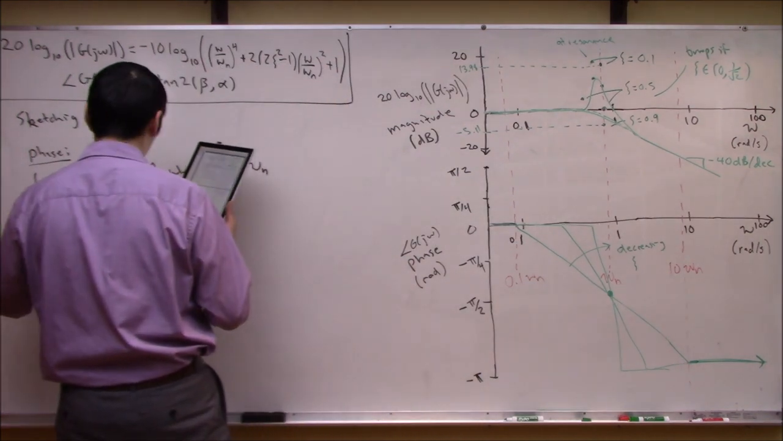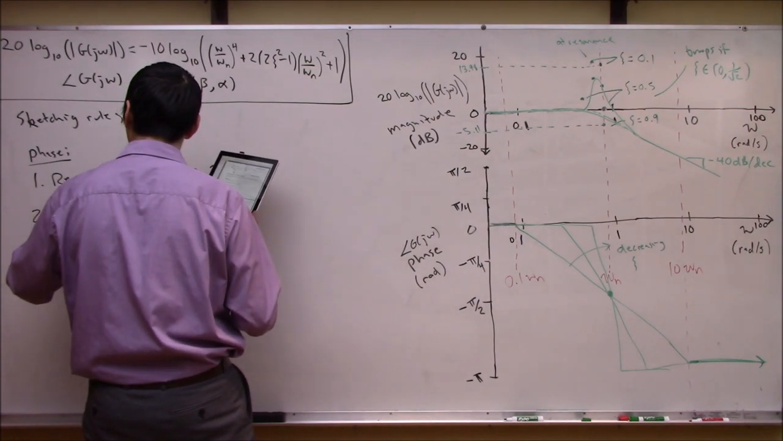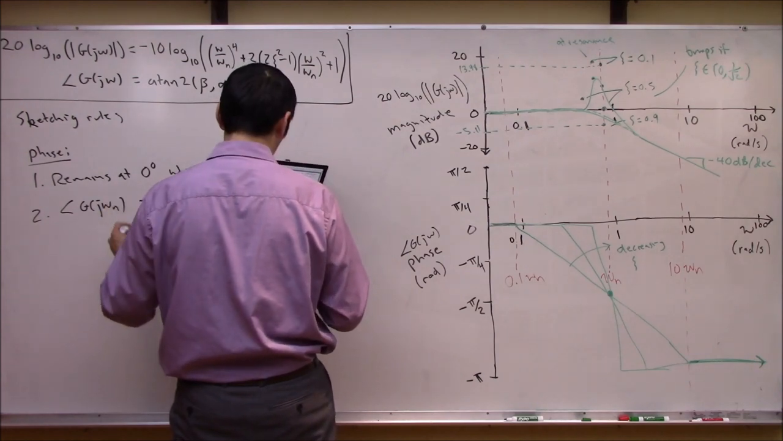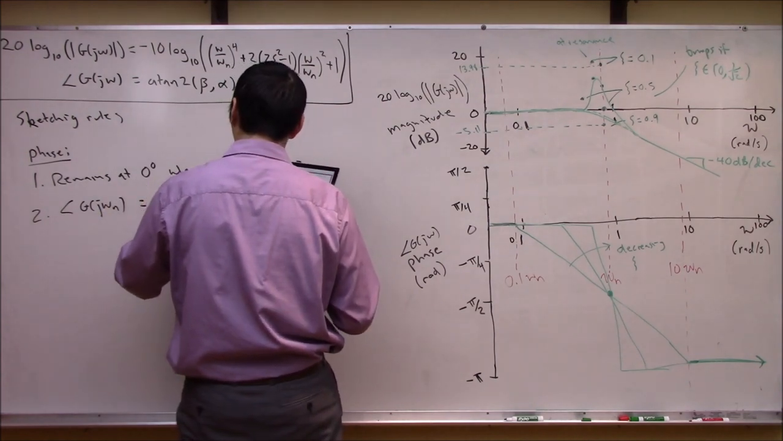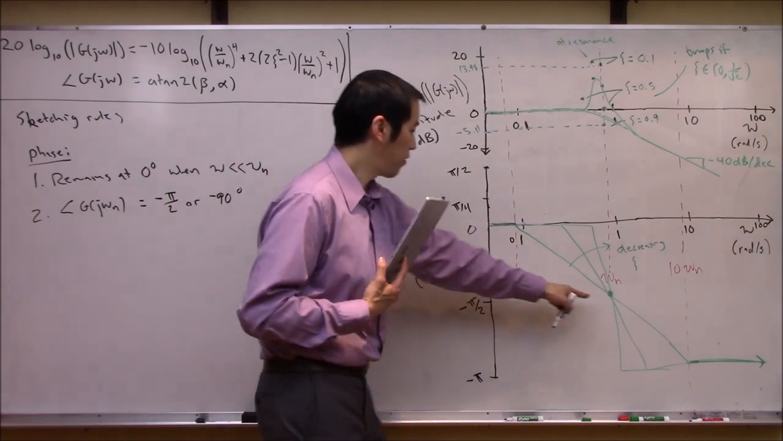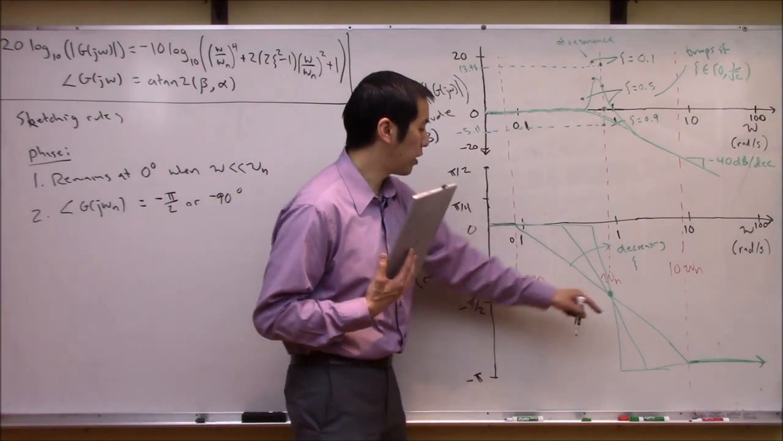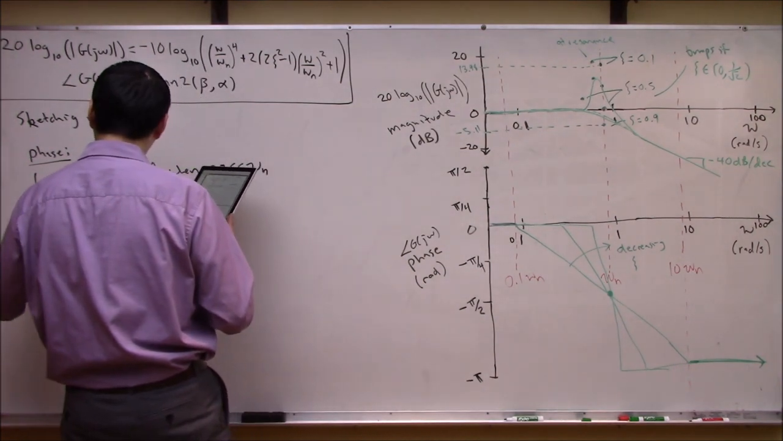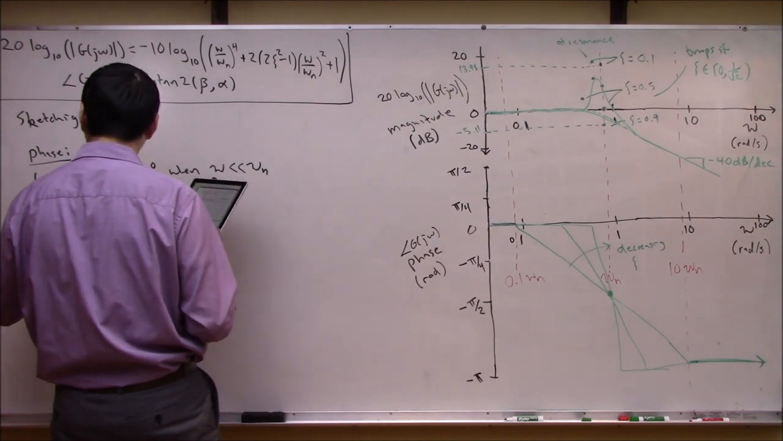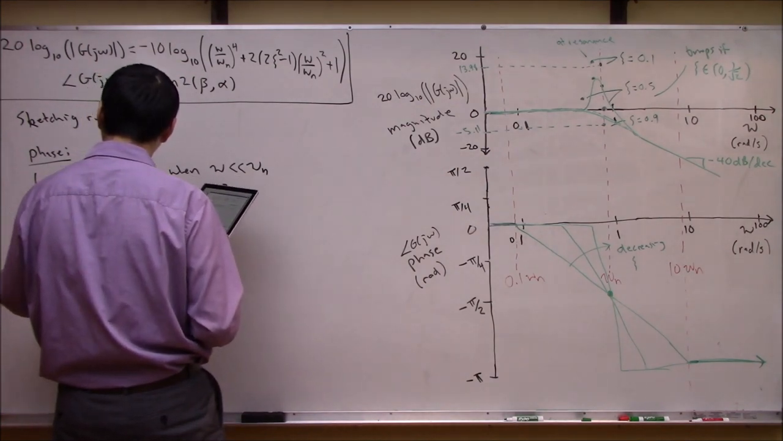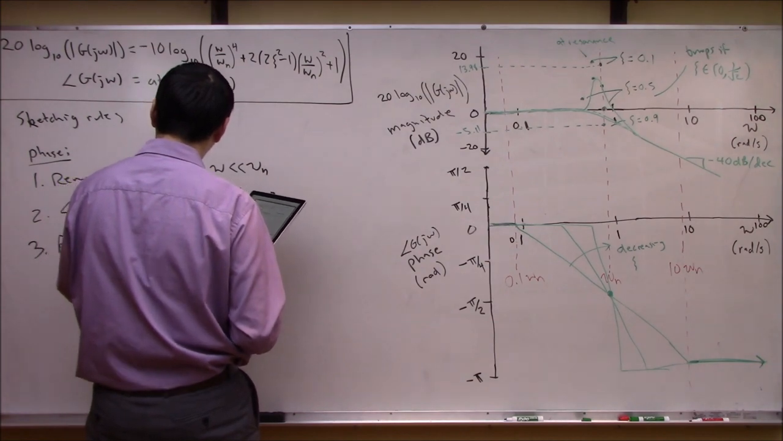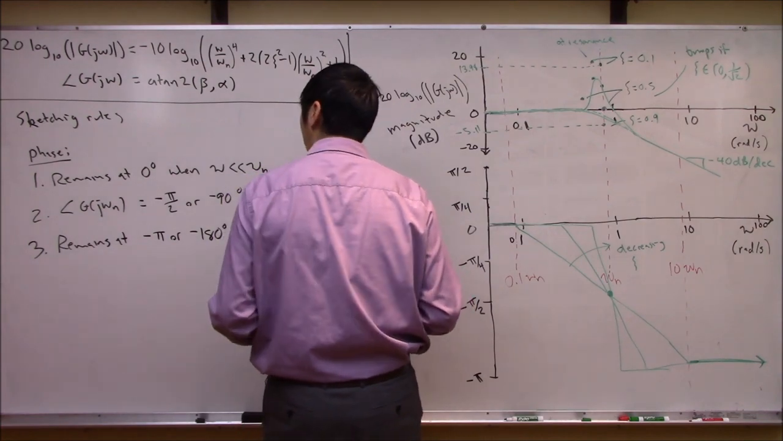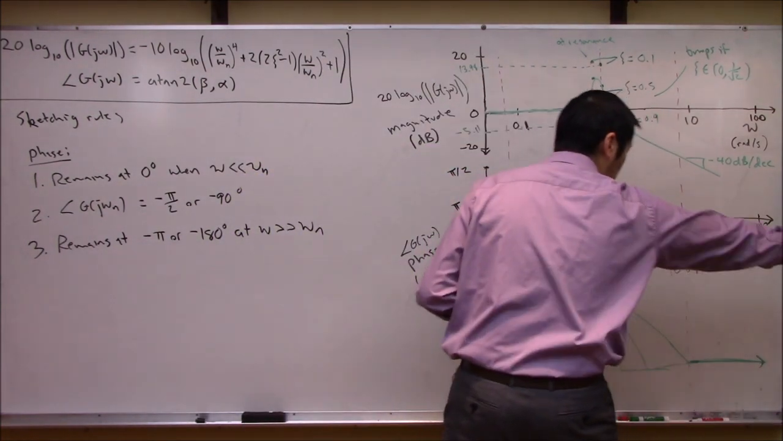The second rule is that the angle of G of j omega at the natural frequency is minus pi over 2, or minus 90 degrees. That's this dot right here, an exact point on your plot. The third thing is that at high frequencies it's basically minus pi, so this remains at minus pi, or minus 180 degrees, for omega greater than omega n. At high frequencies you end up with this flat part way out.